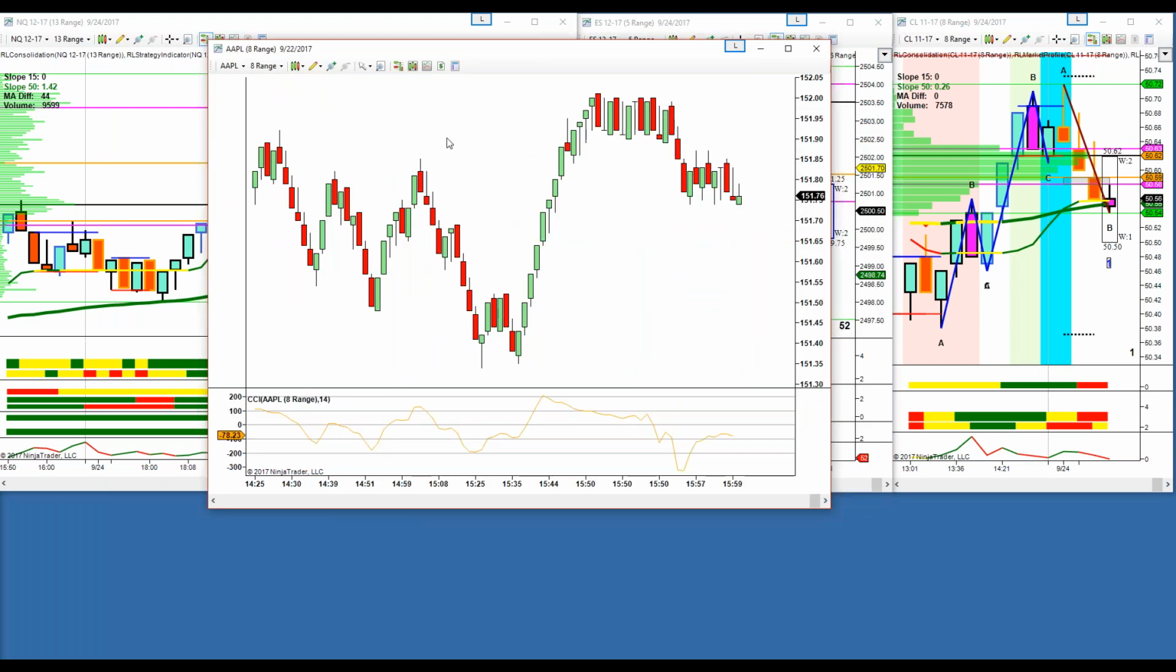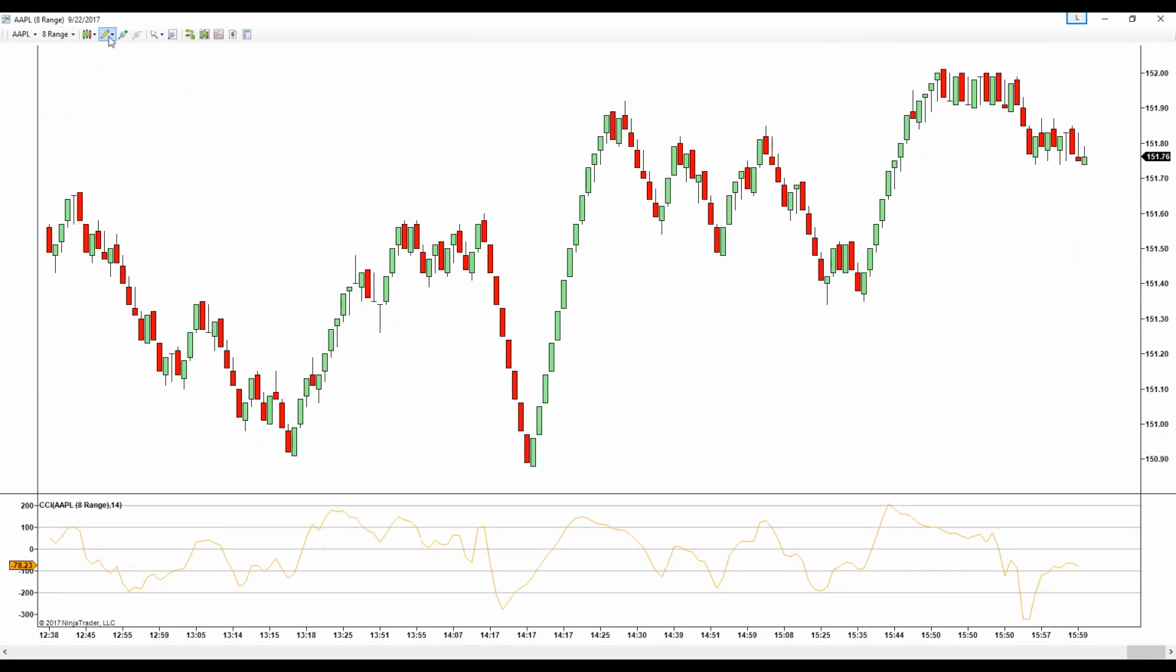Now let's take a look at this signal right here. Now here's an oscillator cross to the downside right here, and a short trade, a short signal. But look what happens to price. The price continues to rise for a while. You have to have a big stop.